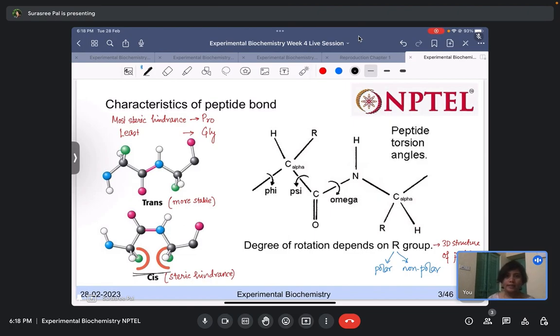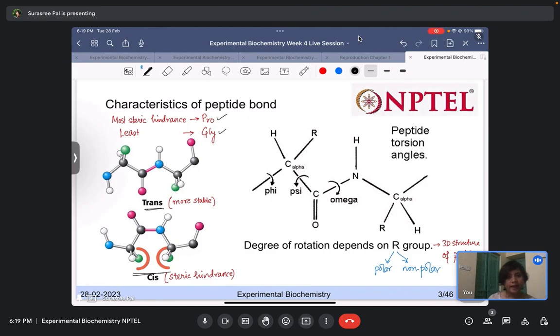And obviously this stability and the steric hindrance will depend on the R groups. So it will vary according to the amino acids. Proline has the most steric hindrance, and the least steric hindrance is observed in glycine, because glycine has an R group which is a hydrogen atom only. So of course it has least steric hindrance. So this trans configuration of the peptide linkage is much more stable, and it is more common in peptide bonds.